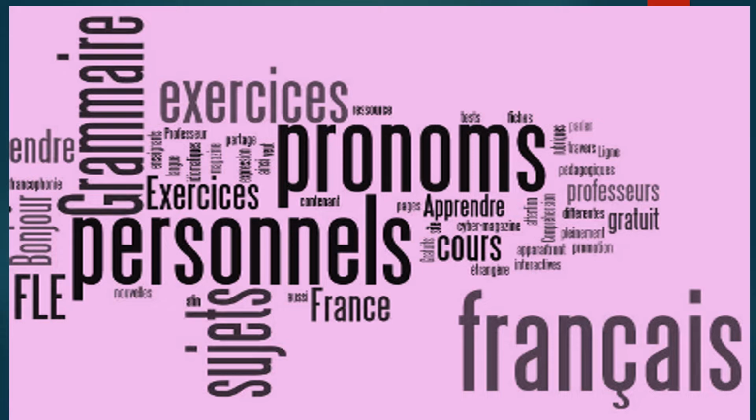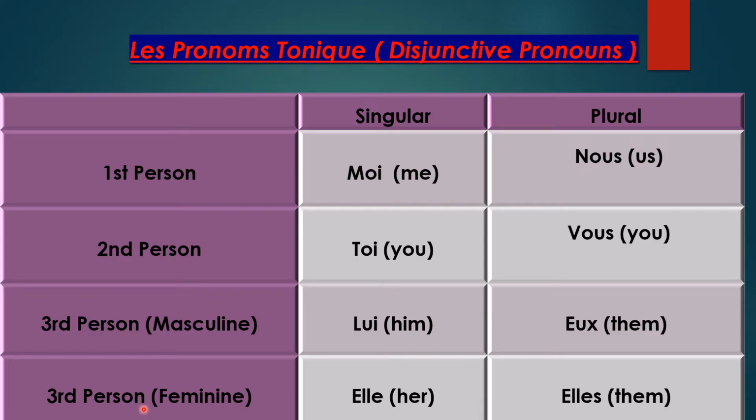Today's topic is pronoms toniques, which is a continuation of the previous video, that is pronom personnel. So let's start with pronoms toniques. Pronoms toniques are disjunctive pronouns of English grammar.